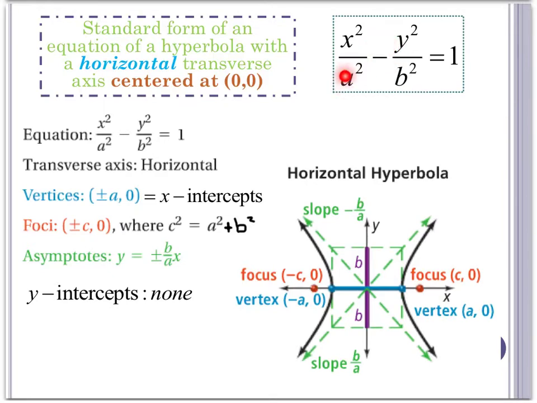Now a squared is underneath the x squared, but that is because a squared is always going to be underneath the transverse axis. So since x squared is our transverse axis and we are a horizontal hyperbola, a squared will be underneath x squared. This does not, however, mean that a will be bigger than b. So unlike the ellipse, a could be smaller than b.